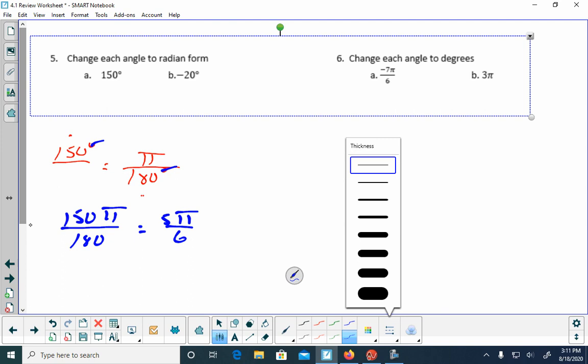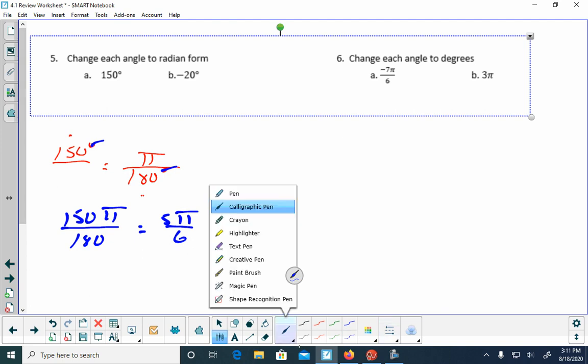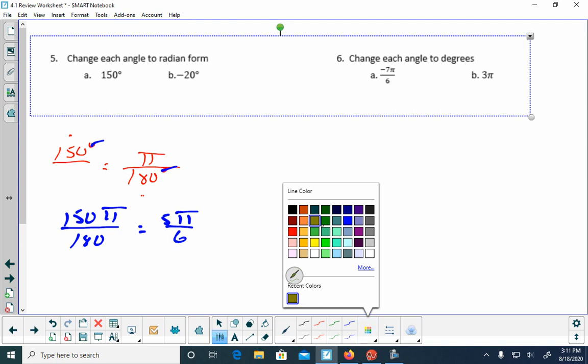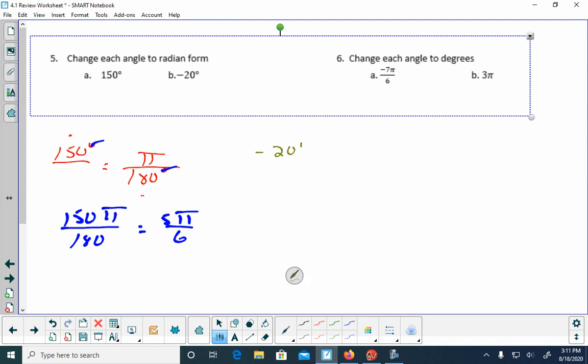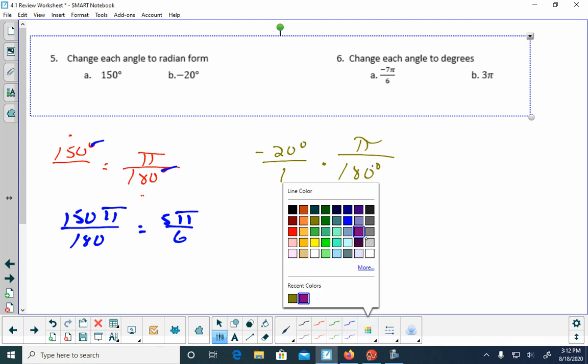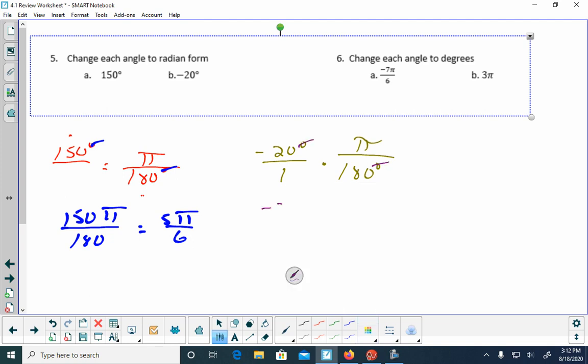Part B is negative 20 degrees. So when I have negative 20 degrees, this will be negative 20 degrees over 1, and it's understood to be over 1. Again, the 180 degrees is going to go in the denominator. The pi will go in the numerator. That way I can see that the degree symbol simplifies. So I have negative 20 pi over 180. You can put this in your calculator and it'll give you a fraction in lowest terms. You just have to remember to bring that pi. So I'm going to have negative pi over 9 as my final answer.